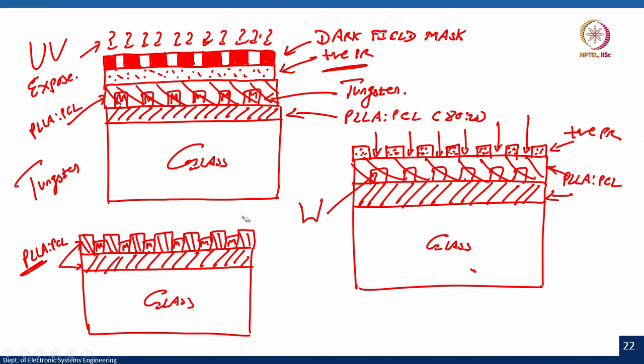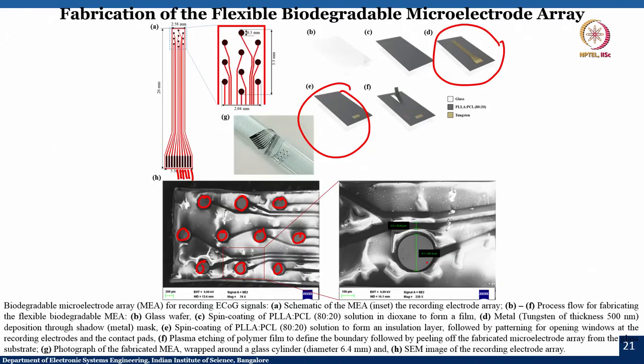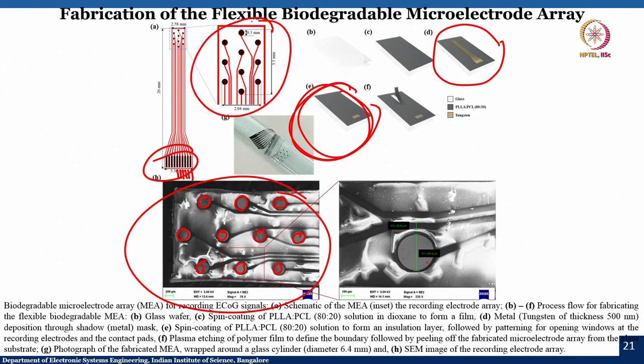Photoresist will get etched. So now I have my tungsten everywhere like this. So where are we? We have reached here, where the PLLA-PCL is etched from the contact electrodes, which are these electrodes, and from the recording electrodes, which are these electrodes. Remaining everywhere there is an insulating material.